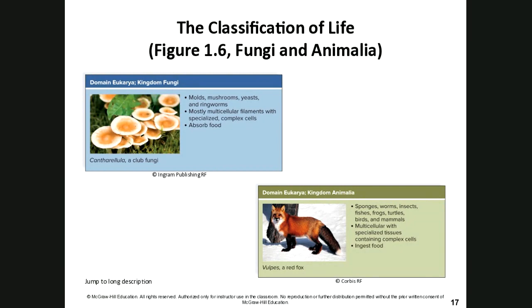Animals are multicellular with different specialized tissues that we're going to talk about in this course, and we have to ingest our food. So we're not able to just absorb food. We're not able to photosynthesize food. We have to actually ingest it in order to get energy.